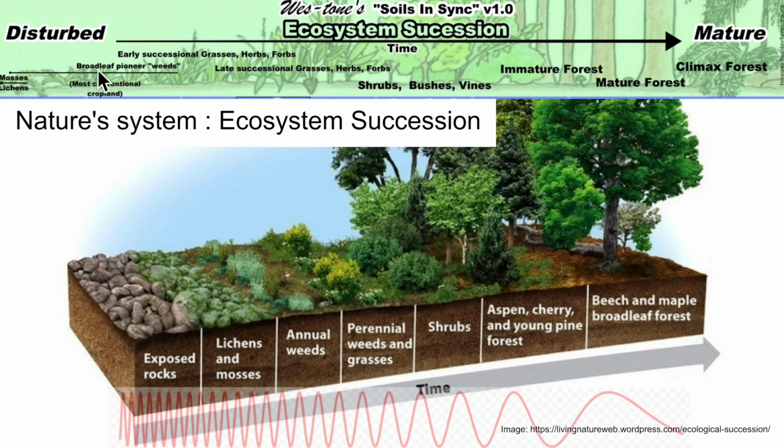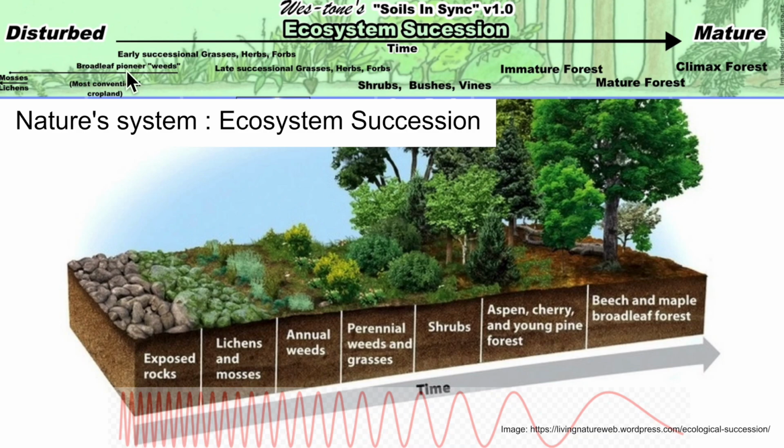Following those are what we might consider to be broadleaf pioneer weeds. The goal of broadleaves is to cover the soil biology with their broad leaves so that the soil is not baking in the sun, and also to capture as much solar energy as possible. They tend to come in when the soil is disturbed, because the soil doesn't like to be exposed. Nature's way of covering the soil is through these broadleaf pioneer weeds.